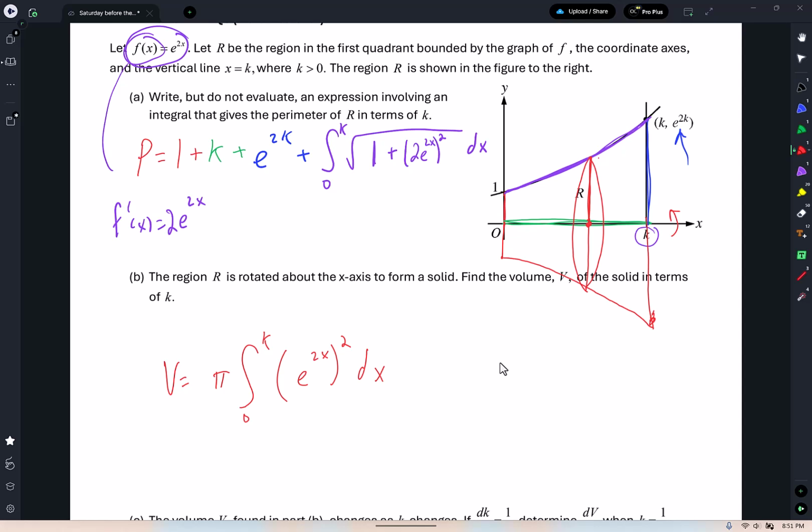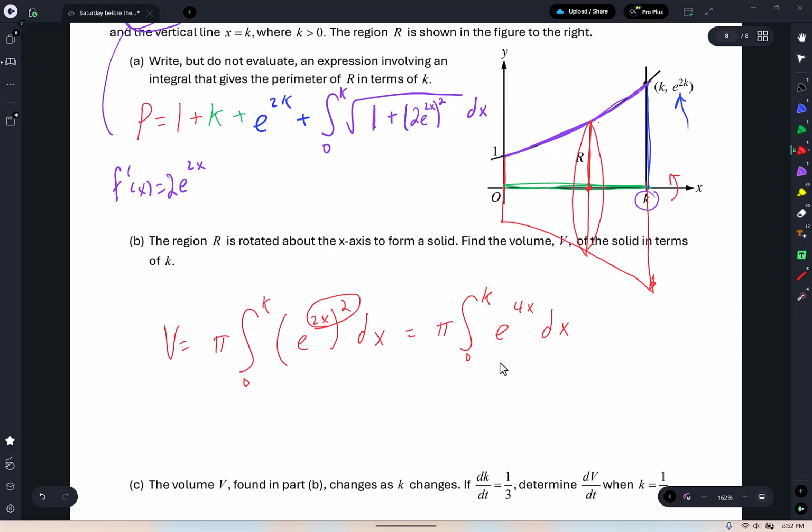All right, I think we're okay right now. I don't see any issues. So let's see what that is. Pi on the outside, integral 0 to k. e to the 2x raised to the 2, that's going to be e to the 4x dx. Yeah, let's keep going.